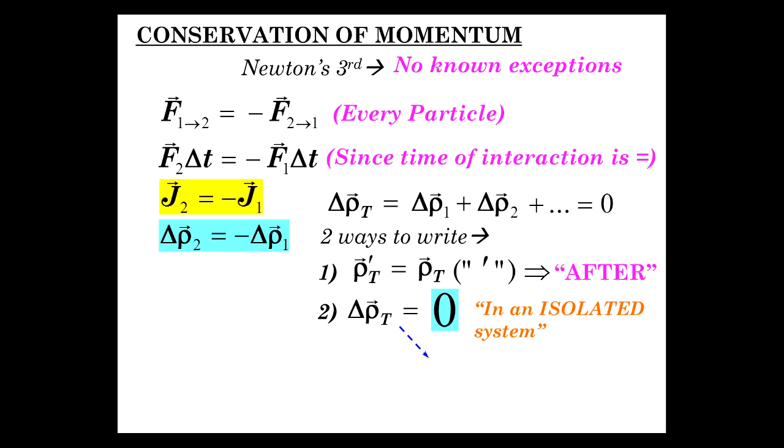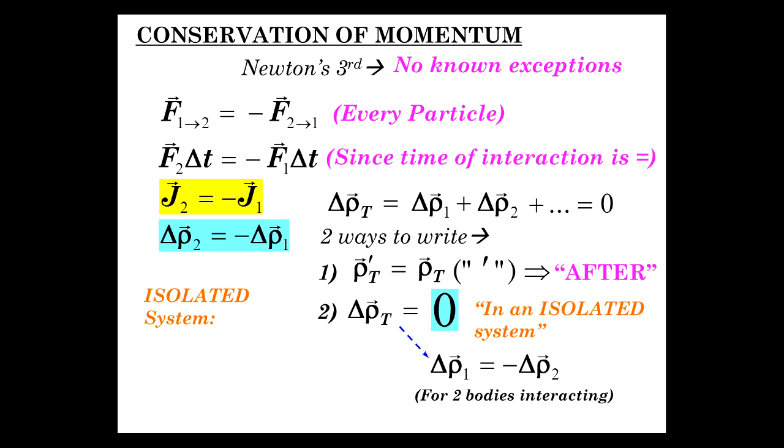This is in an isolated system where the total change is 0. Total change could be written in a practical sense for two interacting bodies as delta P1 equals minus delta, I said P, I should say rho. Delta rho 1 equals minus delta rho 2. Two bodies interacting, one change would be the opposite of the other. Isolated system simply means that there are no outside forces, or if there are any outside forces, they cancel.